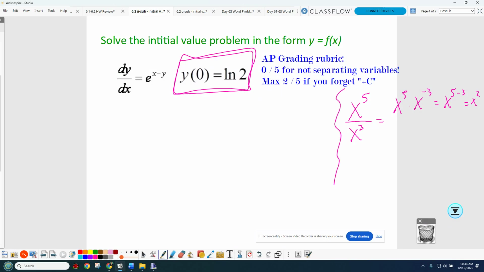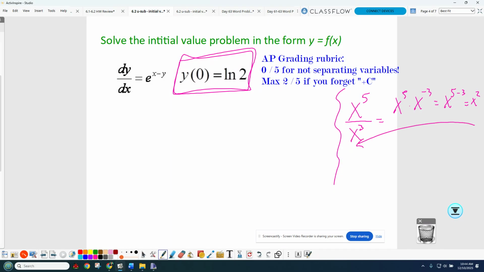Just showing you things you know from the past. If I'm doing x to the 5 over x to the third, well, that's x to the 5 times x to the negative 3. When they're on the same level, that's 5 minus 3, so it becomes 2.